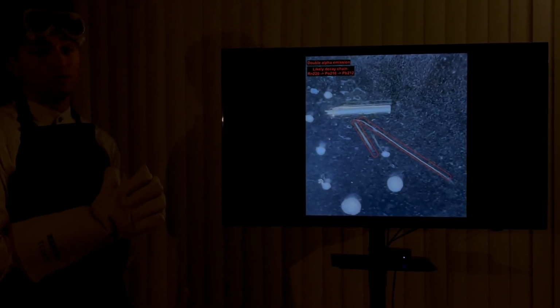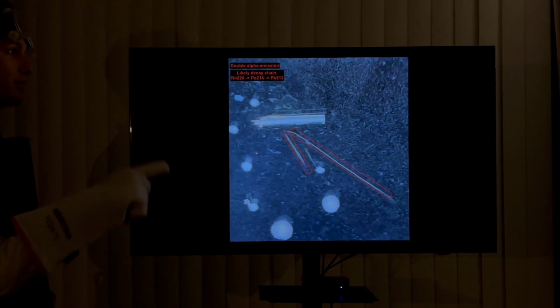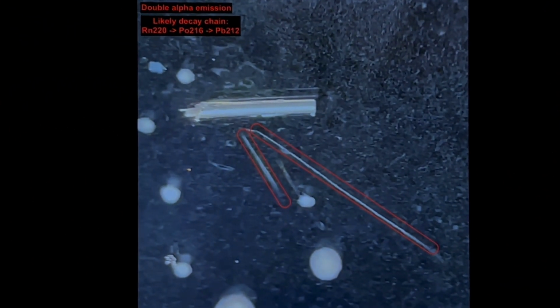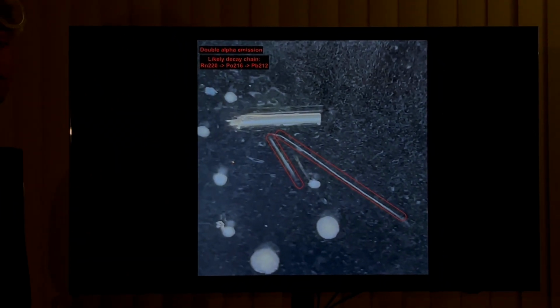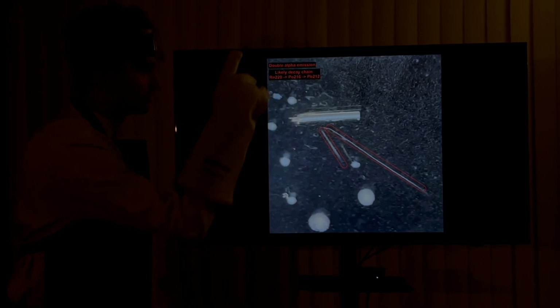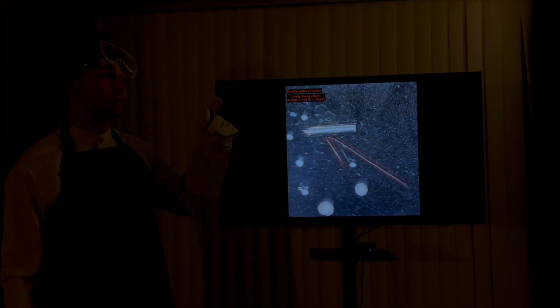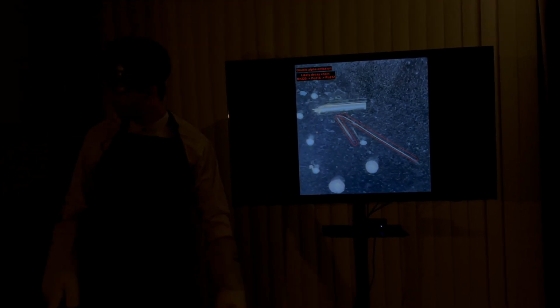This is pretty cool. This is what I theorize is a double alpha emission here. That is happening because a radon-220 atom is decaying into a polonium-216 atom, which has a very short half-life and immediately decays into lead-212. So you basically get two decays at pretty much the same time. Cool stuff.